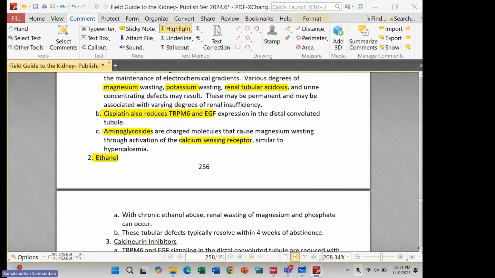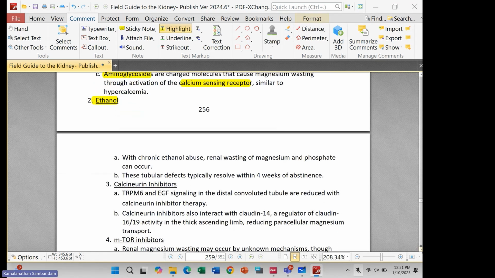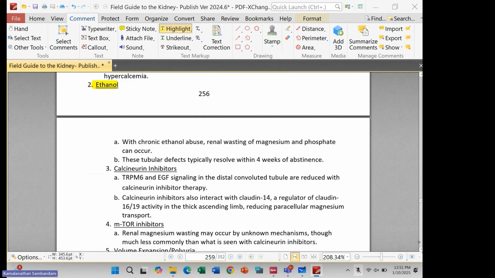Ethanol, we talked about as being a classic cause of phosphate wasting a couple of weeks ago. And this also tends to cause magnesium wasting. So we typically see multiple electrolyte abnormalities in these patients. Abstaining from alcohol for 2 to 4 weeks would generally resolve that defect.